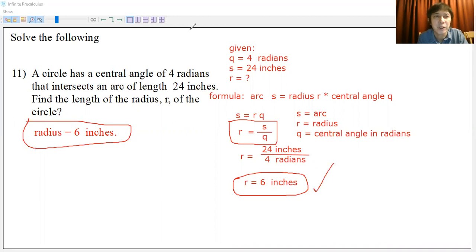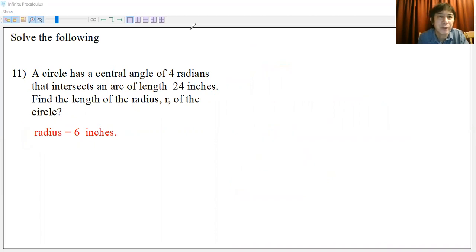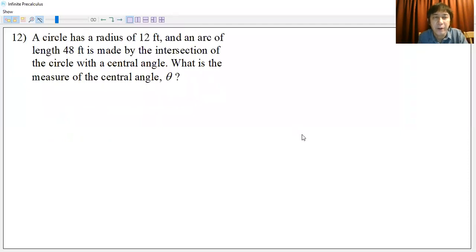All right. So let's proceed to number 12. Number 12 is over here. A circle has a radius of 12 feet and an arc of length 48 feet is made by the intersection of the circle with a central angle. What is the measure of the central angle theta? Since we don't have the theta in our keyboard, we will just replace it with Q, just like in number 11.